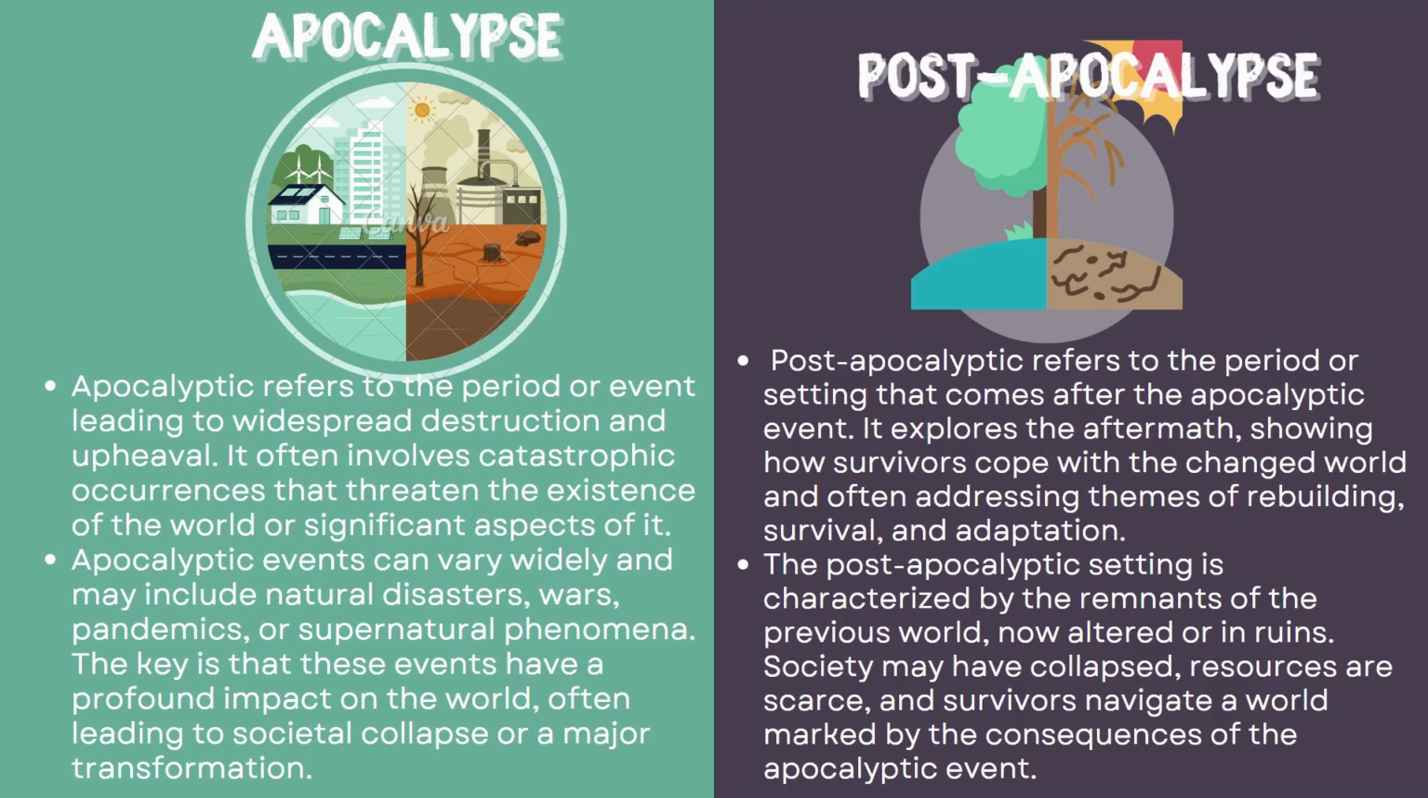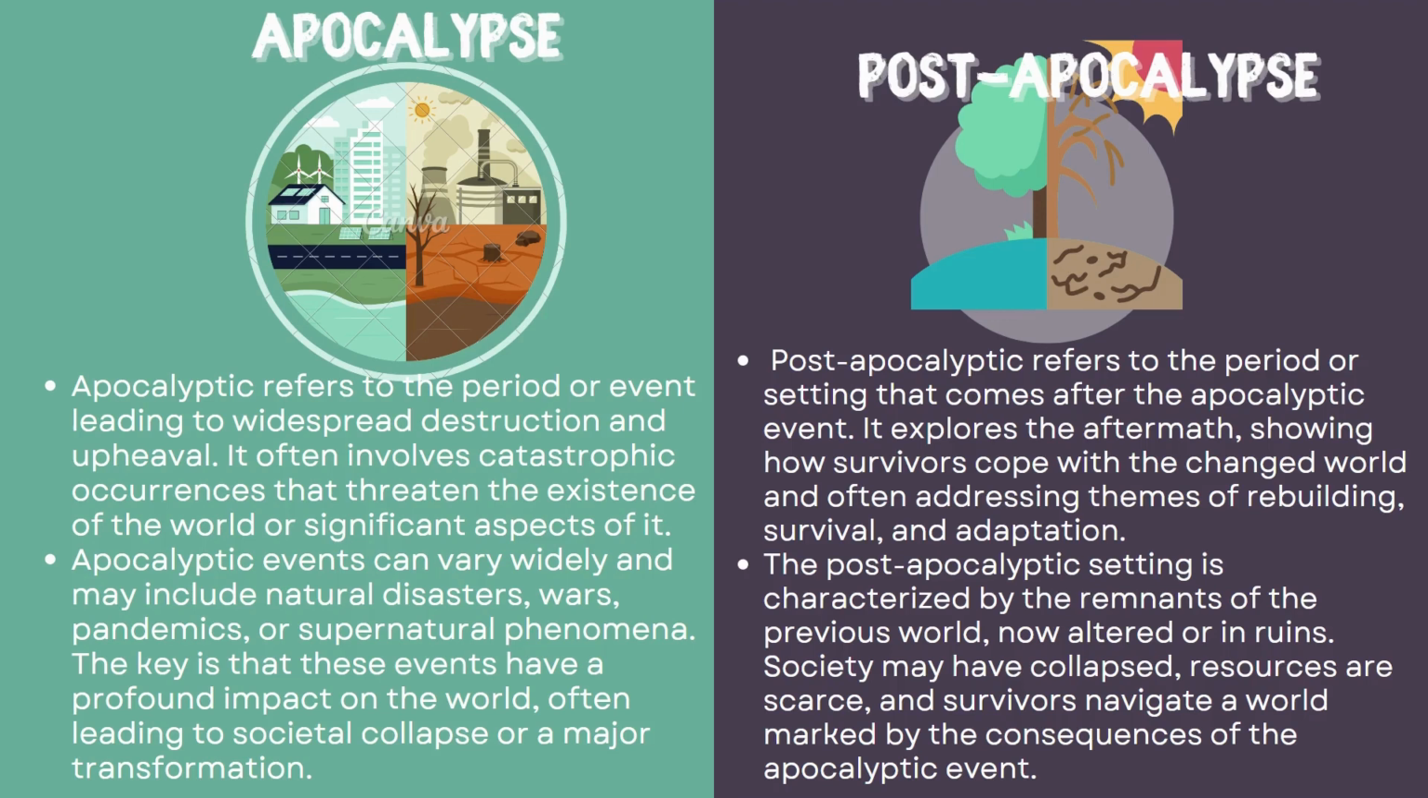So, apocalyptic refers to the period or event leading to widespread destruction and upheaval. It often involves catastrophic occurrences that threaten the existence of the world or significant aspects of it. So, apocalyptic events can vary widely and may include natural disasters, wars, pandemics, or supernatural phenomena. The key is that these events have a profound impact on the world, often leading to societal collapse or a major transformation. So, what do you mean by a post apocalyptic society, right?